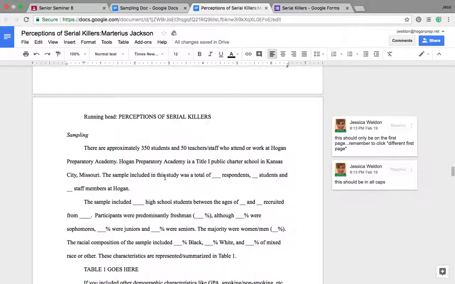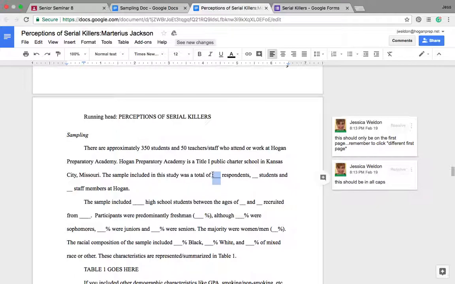And now we're going to go ahead and fill in the blanks. It says there are approximately 350 students and 50 teachers and staff who attend or work at Hogan Preparatory Academy. That's basically true, more or less. It's approximations. Hogan Preparatory Academy is a Title I public charter school in Kansas City, Missouri. The sample included in this study was a total of blank respondents.